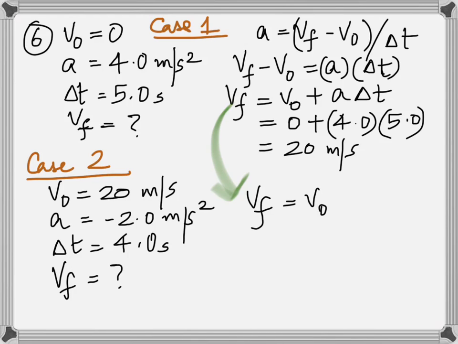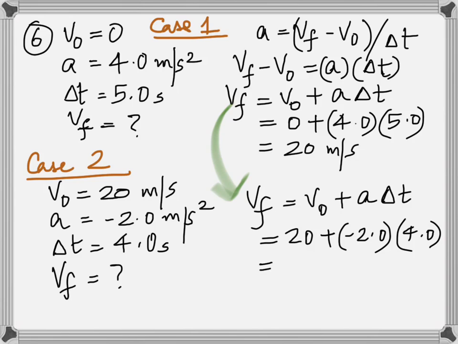Again, use the same equation. Substitute the numbers, and you would get 20 plus 4 times negative 2, so you get 12 meter per second.